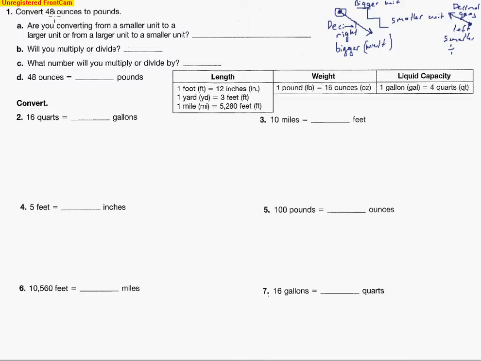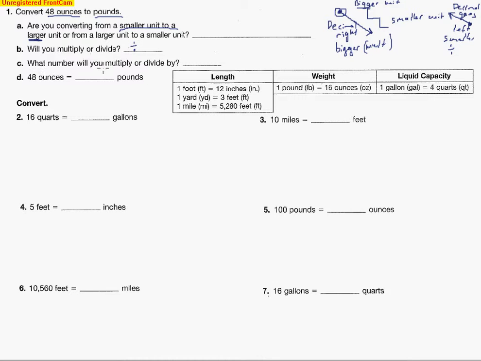So what are we doing? 48 ounces, 2 pounds. We're going from a small unit to a bigger unit. And that's what they ask here. So are you going from smaller into larger, or larger to smaller? Well, we're going from smaller to larger. And so that's what we're doing there. So what are we going to end up doing? Well, that means we're going to end up dividing.